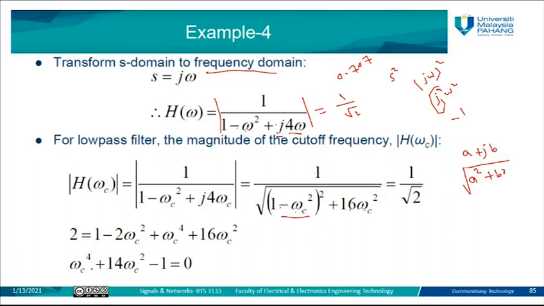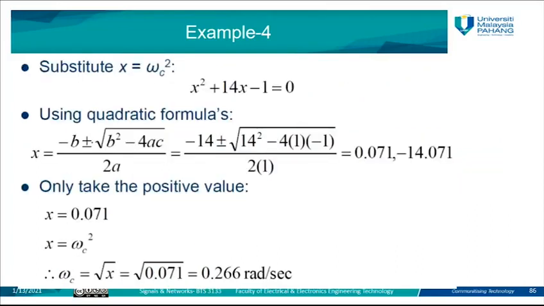We come out with this equation, and we need to solve it for omega c. The only variable missing here is omega c, and I want to find its value. In this case, we cannot solve it directly. We need to apply the formula, negative b plus or minus square root of b square minus 4ac, to solve the second order equation. Assume x equals omega c square, just for simplification. Your equation becomes x square plus 14x minus 1. Later on, we will return it back. Then we solve for x.